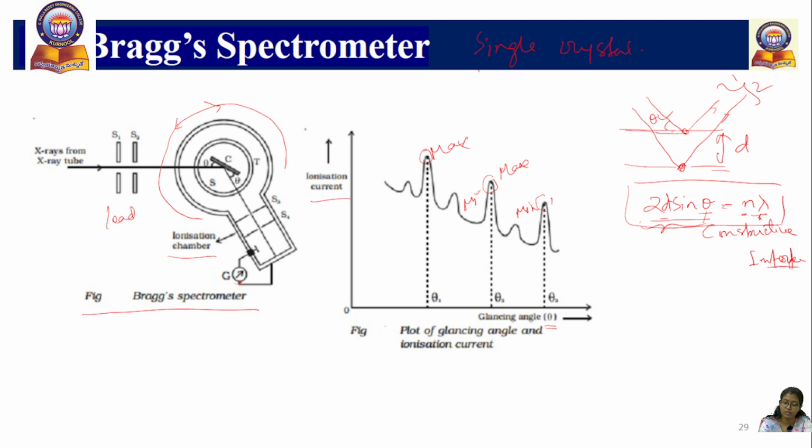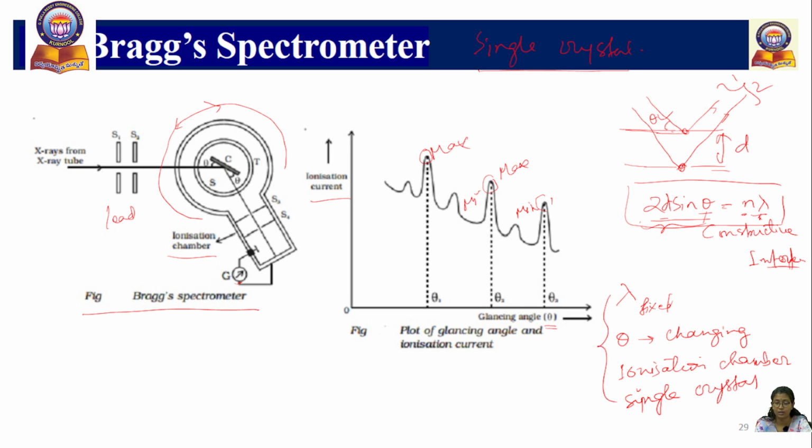The most important thing we should note here is what kind of X-ray we are using. We are using a fixed X-ray wavelength, so lambda is fixed here. Theta, the glancing angle, we change by rotating the circular table. Then how do we detect whether the X-ray is constructively or destructively interfered? We use an ionization chamber. And we are also using a single crystal. These few points we need to remember so that we can compare with other methods, how they are similar or how they are different.